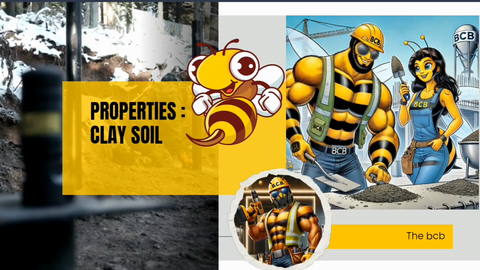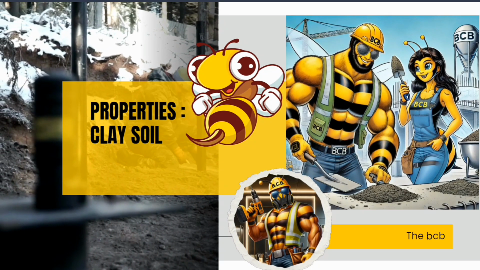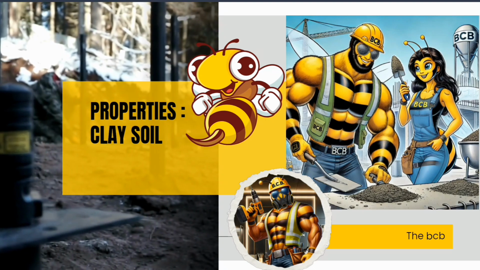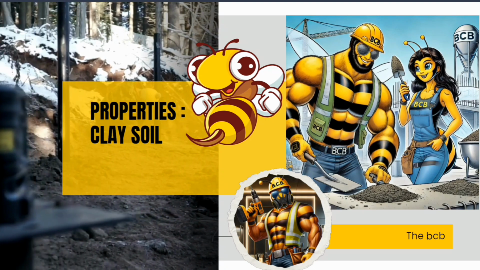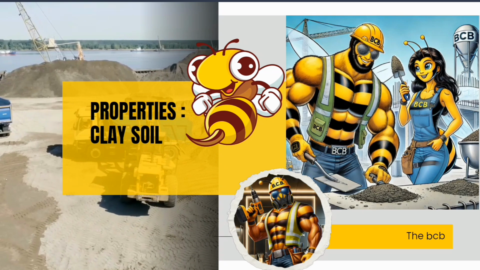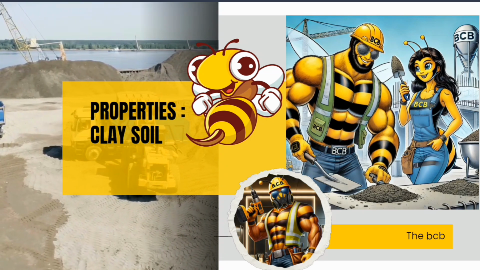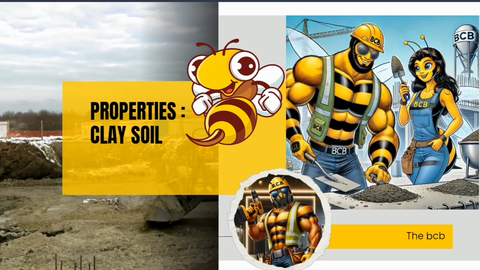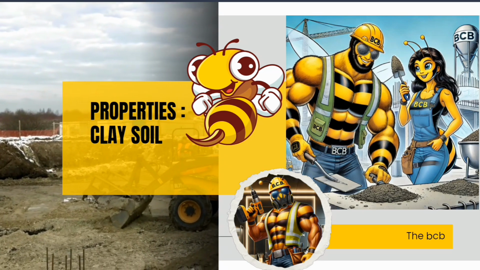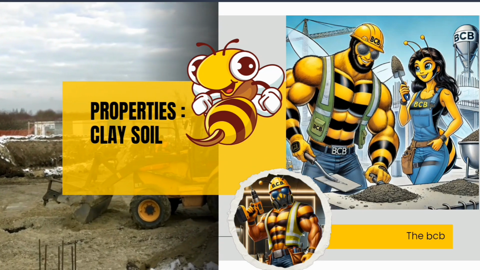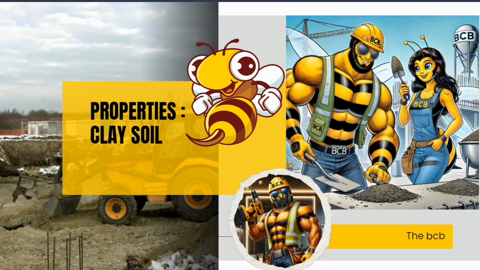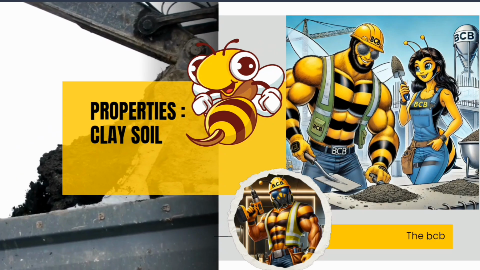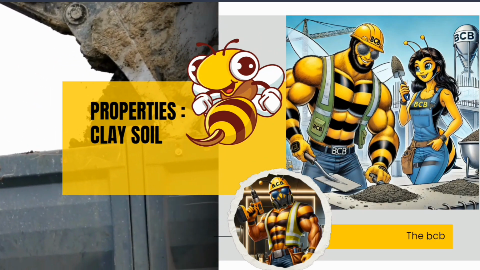First up, we have clay soil. If you've ever worked with clay, you know it can be tricky. Clay is made up of fine particles that are tightly packed, giving it high plasticity and low permeability. This means clay holds onto water like a sponge, which makes it prone to swelling when wet and shrinking when dry. According to the International Building Code Section 1803, one of the major risks with clay soils is their potential to cause foundation movement.